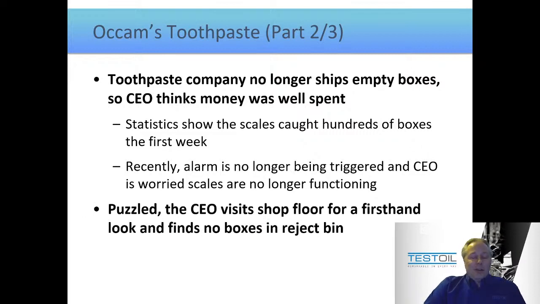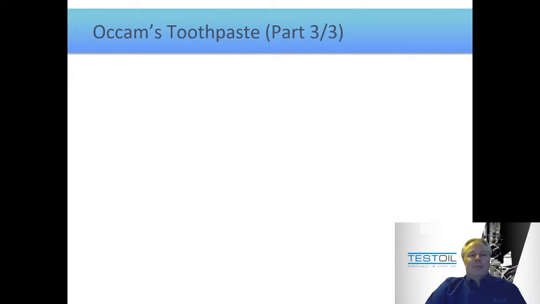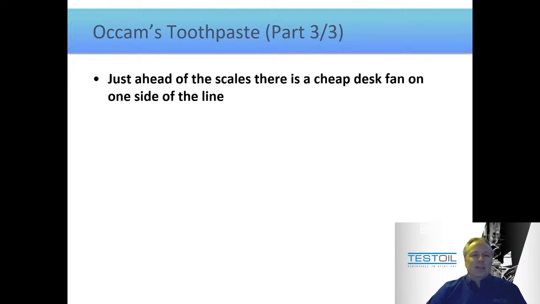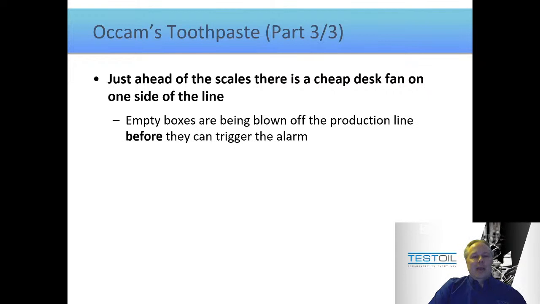When he goes down to the shop floor to see what's happening, he sees there's no boxes in the reject bin. So this is now very puzzling. What does he do next? Well, he looks a little bit up the line, and he notices there's a very cheap desk fan just blowing across the line. The empty boxes are so light that the breeze from the fan just blows them right off the production line before they hit the trigger to stop the line and sound the alarm.